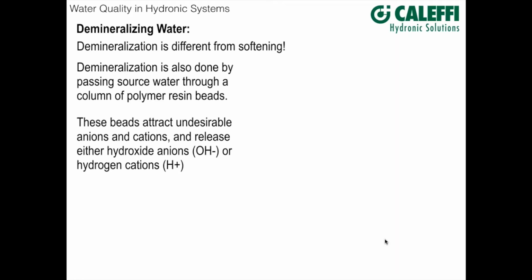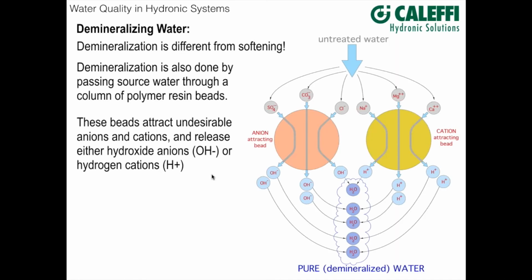As they absorb these undesirable materials, they're going to release either what's called a hydroxide anion, that's an oxygen and a hydrogen with a net 1 negative charge, or a hydrogen cation with a net positive charge. That's the released ion, not sodium, as would be the case with water softening.